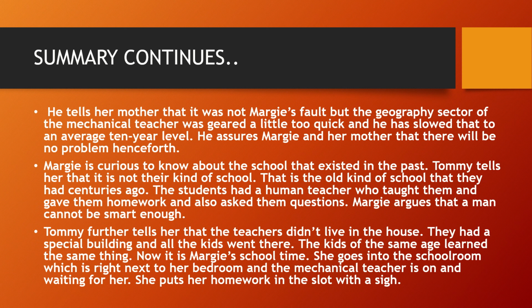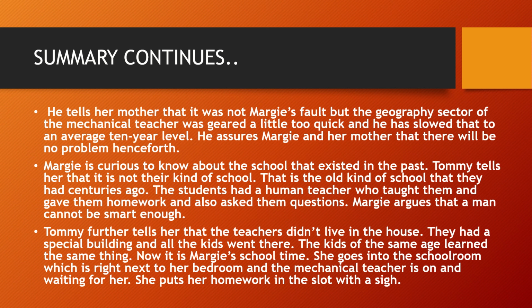So he tells her mother that it was not Margie's fault, but the geography sector of the mechanical teacher was a grade too quick and he has slowed it to an average 10-year level. He assures Margie and her mother that there will be no problem henceforth. So the county inspector tells her mother that it was not Margie's fault, but the geography sector of the mechanical teacher was a grade too quick, and he has slowed that. Okay, so this means the geography sector of Margie's mechanical teacher was in a bad shape, but the county inspector solved the things.